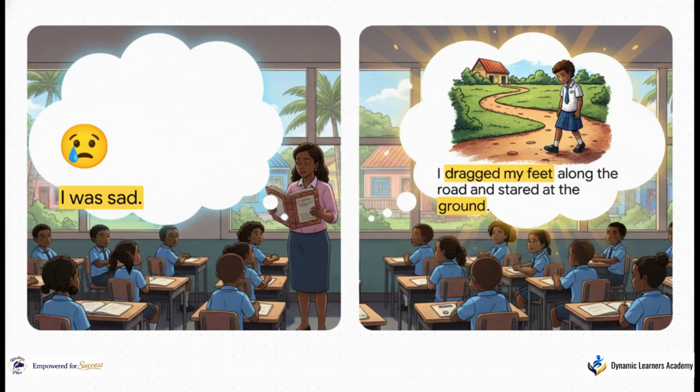Now, the prompt also reminds us to include feelings and actions. This is a game changer. It means we shouldn't just lazily say, I was sad. No way. We need to show the reader that sadness through actions. Instead of I was sad, look at this. I dragged my feet along the road and stared at the ground as I walked to school. Wow, right? You can actually feel the emotion weighing that character down. That is exactly what good writers do.